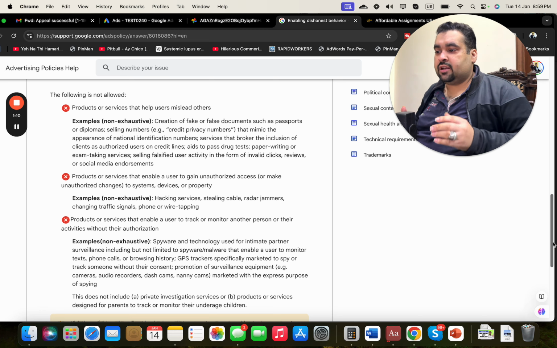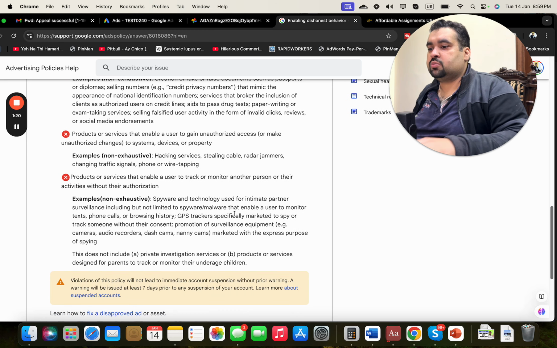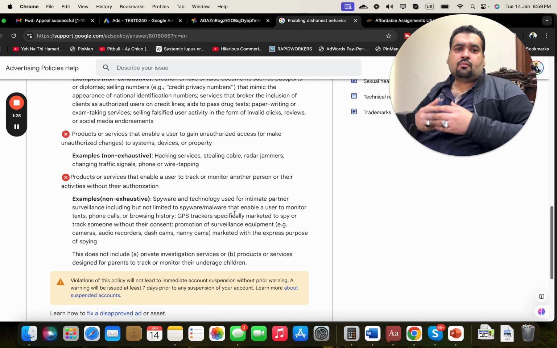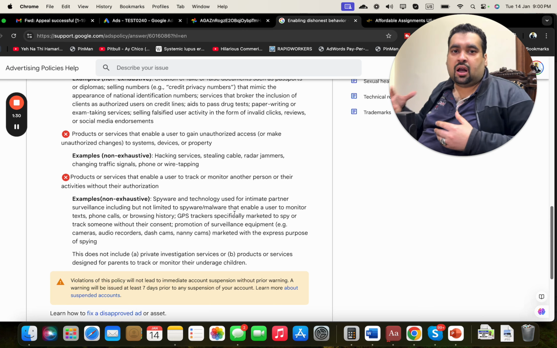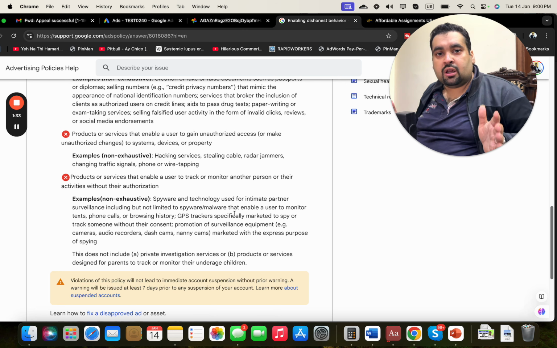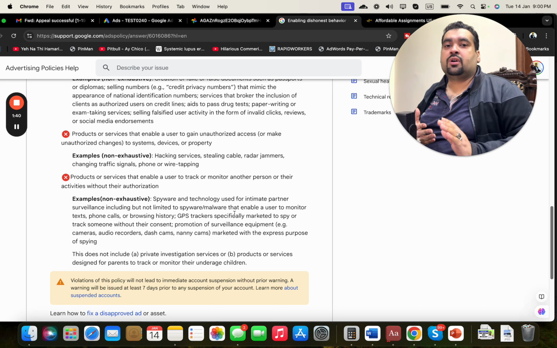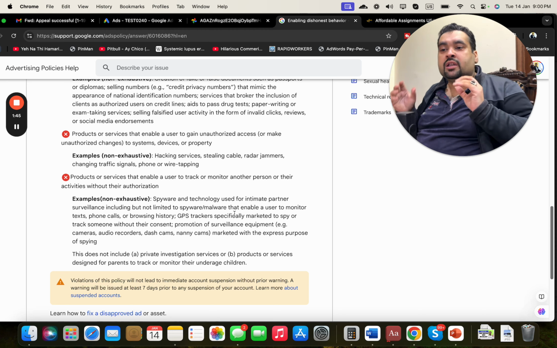Google has also listed other scenarios on their website, such as hacking services, stealing cars, radar jammers, changing traffic signals, spyware technology used against intimate partners, and other services. So there can be two scenarios. In one scenario, your website is legitimately accused of having this, and you may have to sort out your website. But there are other scenarios where Google has mistakenly labeled your website for enabling dishonest behavior.